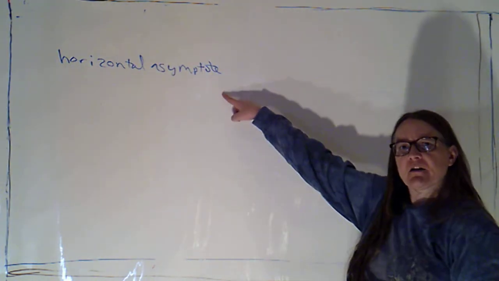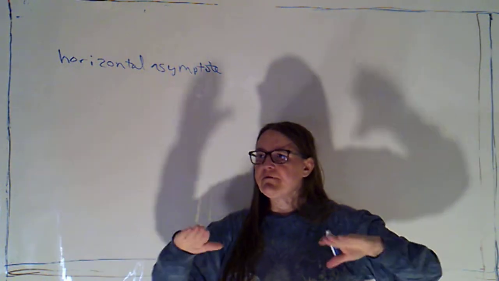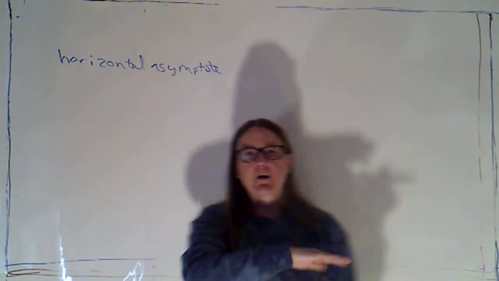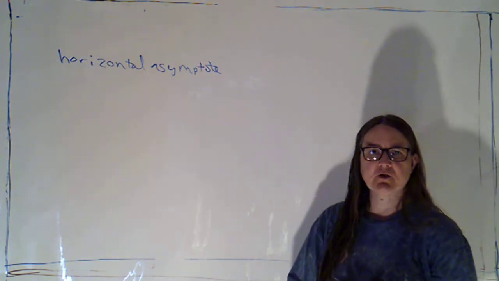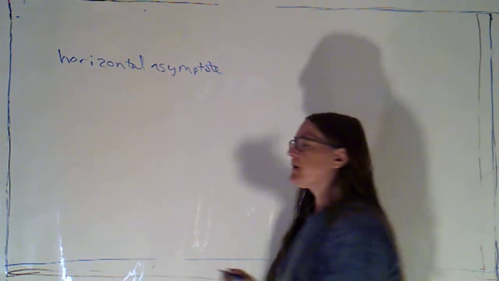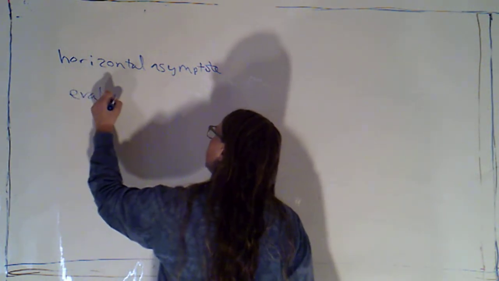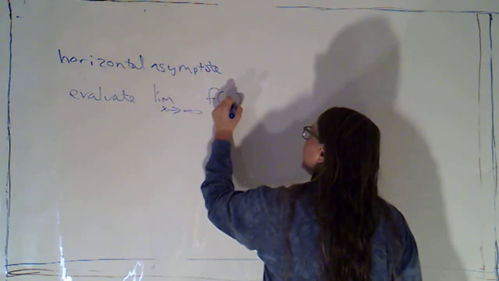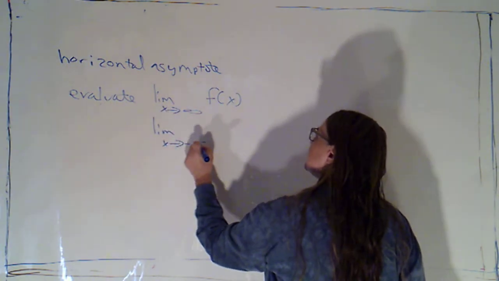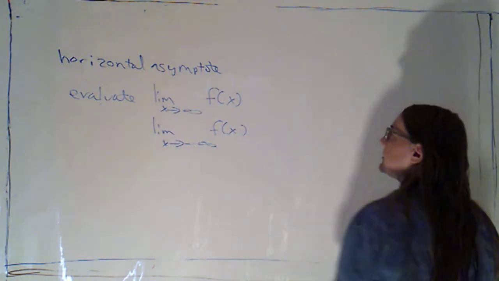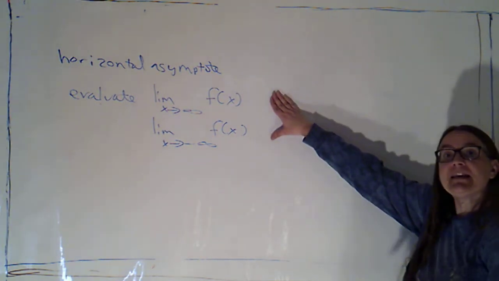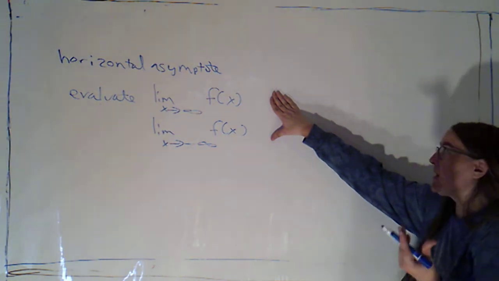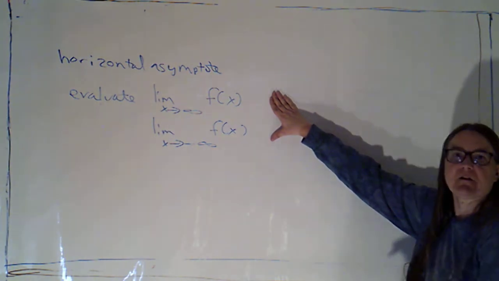But if I want to check for a horizontal asymptote, remember, when I have a horizontal asymptote, that's describing the end behavior of the function. So either as x goes off to infinity, we're approaching some number, or as x goes off to negative infinity, we're approaching some number. So if I want to check for horizontal asymptotes, I'm just going to evaluate both of those limits. The limit as x goes to infinity of f of x, and the limit as x goes to negative infinity of f of x.